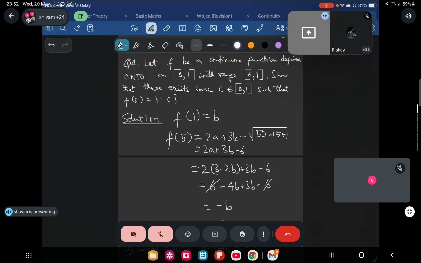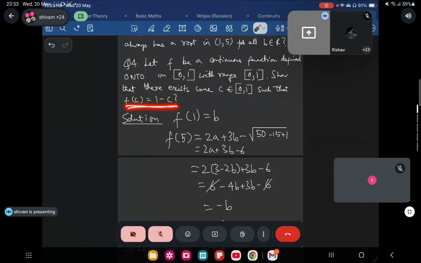Okay, next one also let me solve. F be a continuous function onto on 0, comma 1 with range 0, comma 1. Okay, it's an onto function. We need to show that there exists at least some c belonging to 0, comma 1 such that f of c equal to 1 minus c. Okay. So everyone, by looking at the expression f of c equal to 1 minus c, okay, solve. Just recall the proof of intermediate value theorem. I mean, how I proved intermediate value theorem. Pay attention.